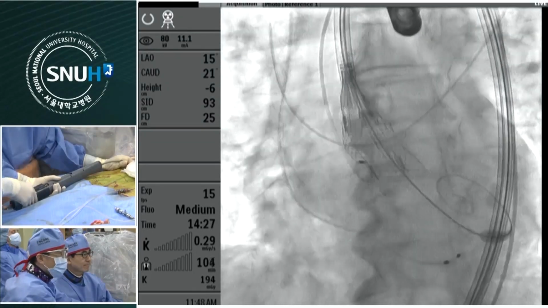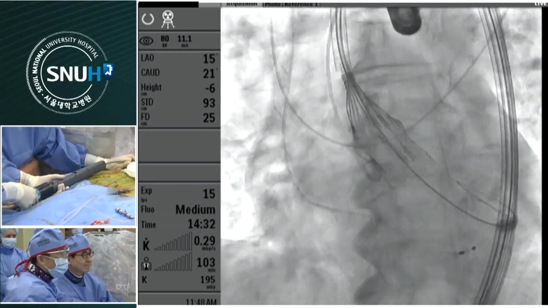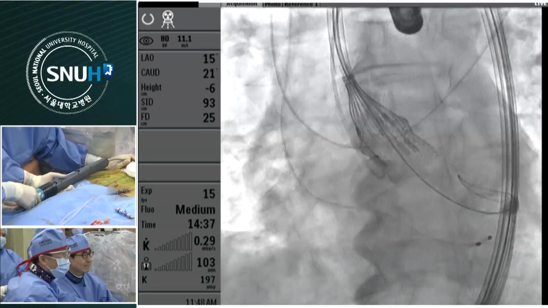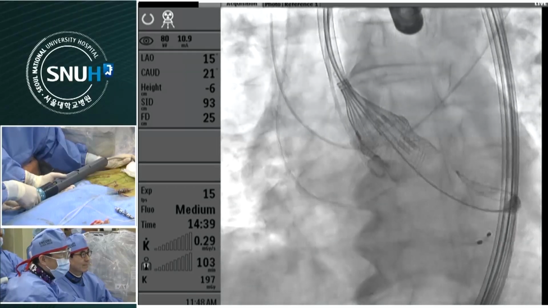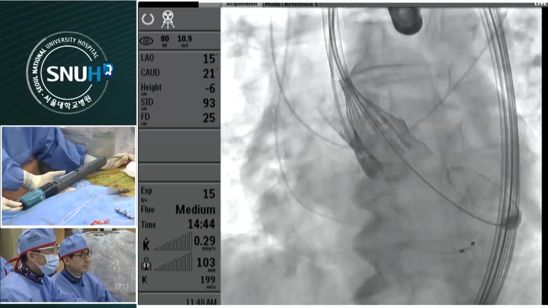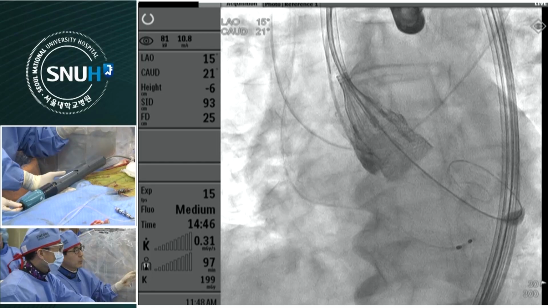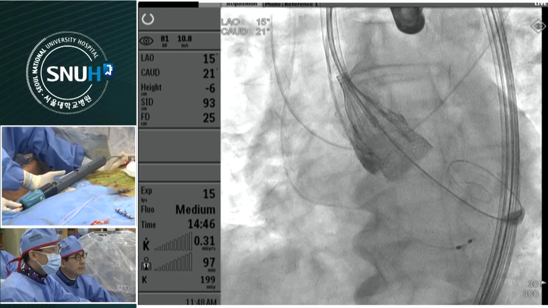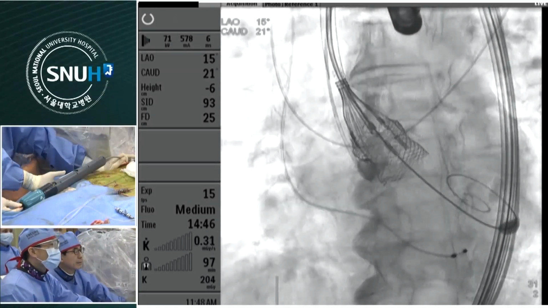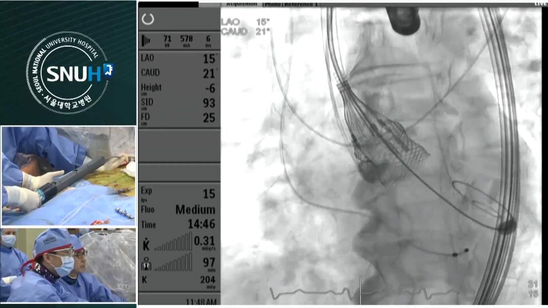Deploy. Test. You can do the lead-in assessment here. Thus, we are going to do lead-in assessment. Cine. It looks acceptable angiographically. Why don't you give us the TE image in this status?